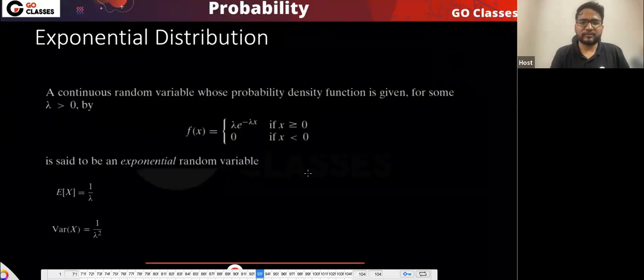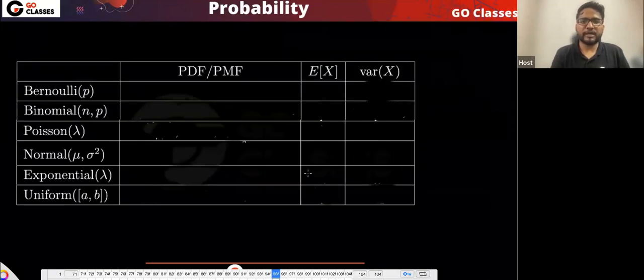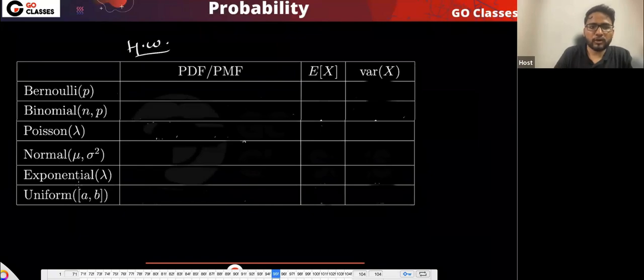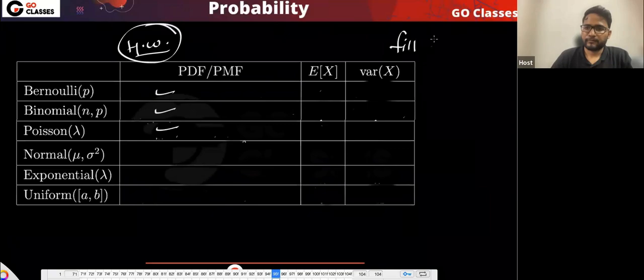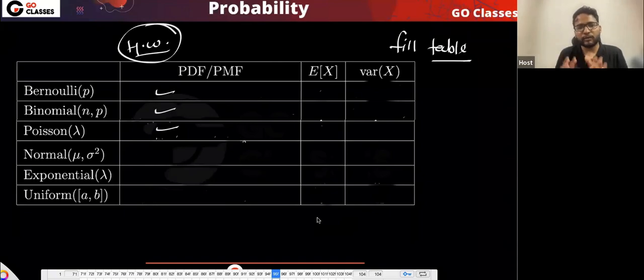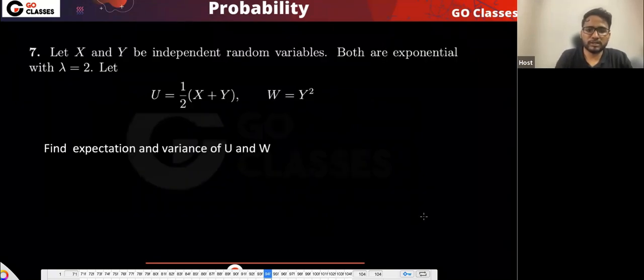So we are just left with exponential distribution. As homework, don't do it for the exponential, but at least do it for everything else: Bernoulli, binomial, geometric and uniform. In the case of uniform, both the uniform, just write all these values: expectation, variance, PDF or PMF. Just fill this table. You can fill this table using your notes, that's not a problem. I just want you to have one table in front of you as a summary: what is the expectation, what is the variance, what is the PDF or PMF. So just do these two things, which is this, and another one is this.